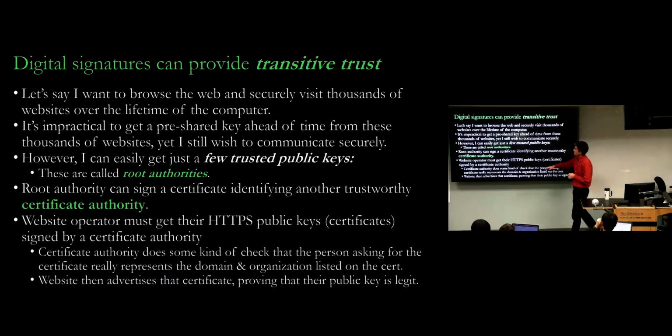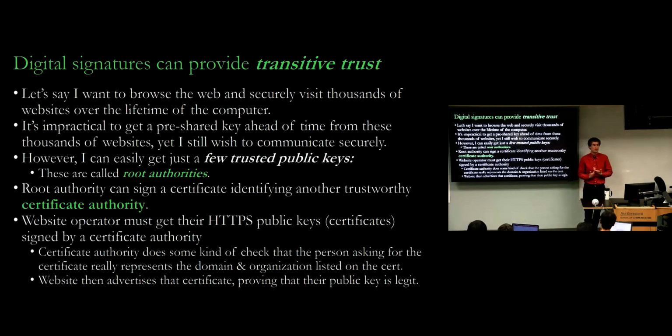And if we trust a few people, then it means that those few people can make statements about others that we can trust. So, for example, those root authorities can sign certificates identifying another trustworthy certificate authority. Like, for example, if I trust Thoughty, one of the earliest and most well-known root authorities, and I know their public key, and they tell me that, for example, Amazon has a certain public key, they can just write a document saying Amazon's public key is such and such, and sign that with their public key.